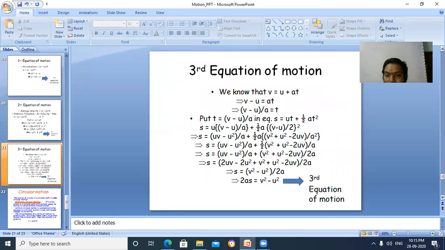uv minus u square by a plus half a into (v square plus u square minus 2uv) by a square. That is how we can finally derive s is equal to (v square minus u square) by 2a, which leads to the third equation of motion, v square minus u square is equal to 2 into a into s. That means we can say orally that the difference of squares of final velocity and initial velocity is equal to twice the product of acceleration and distance.